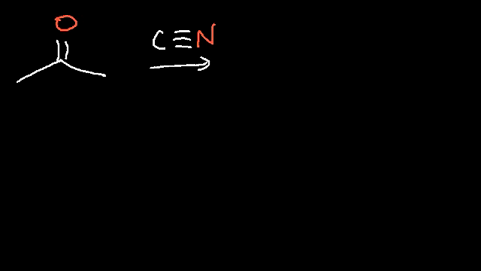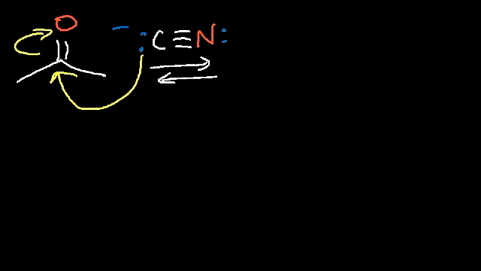Now, what is the major product between acetone and the cyanide ion? What's going to happen? Feel free to pause the video and predict the major product of this reaction. So the cyanide ion is going to behave as a nucleophile. This process is reversible, by the way. And it's going to add to the carbonyl carbon.